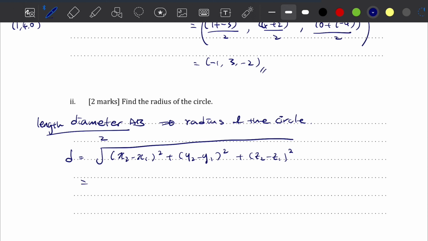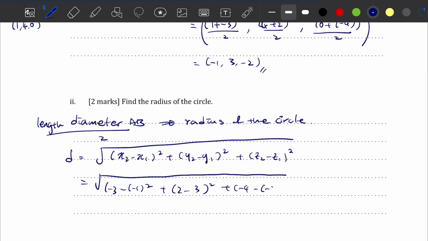So we have to do -3 minus -1 squared plus 2 minus 3 squared plus -4 minus -2 squared. Then we get the distance of the square root of 9. Then we get it equal to 3.